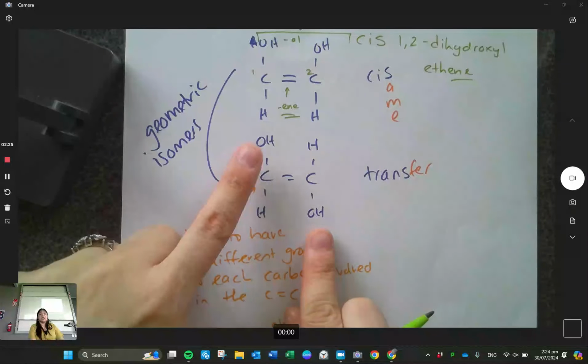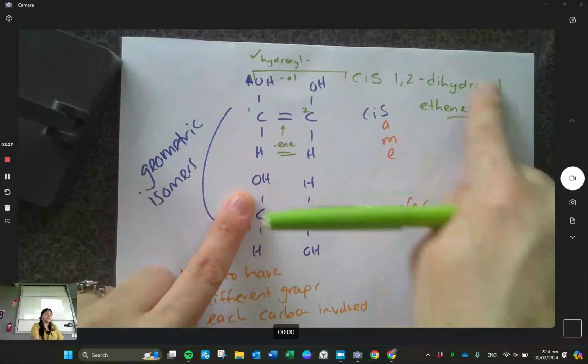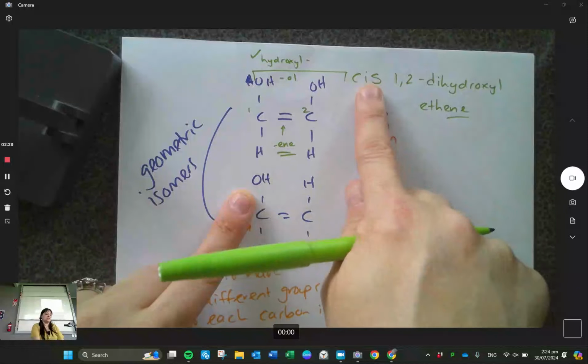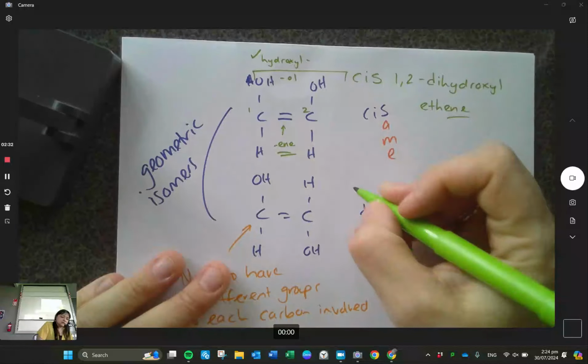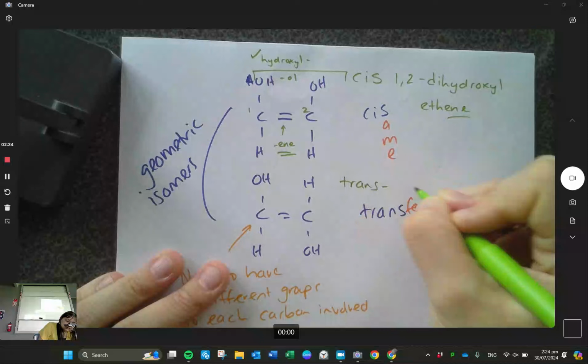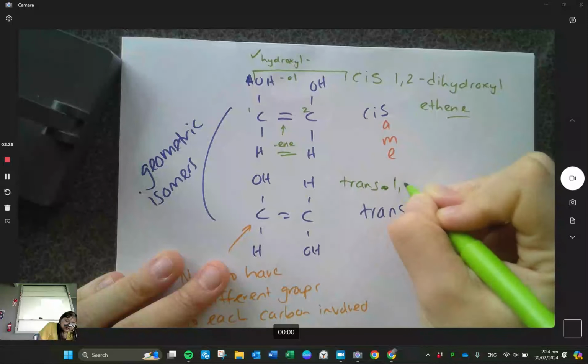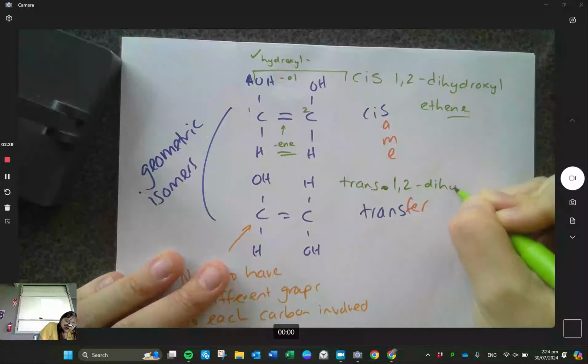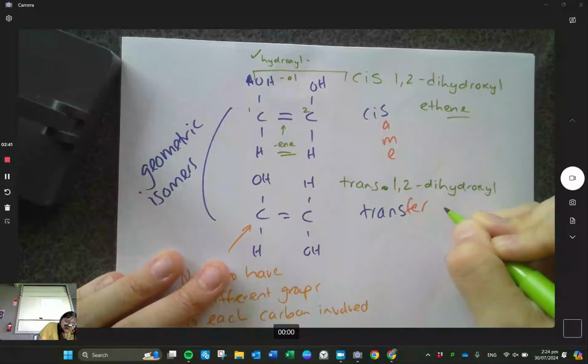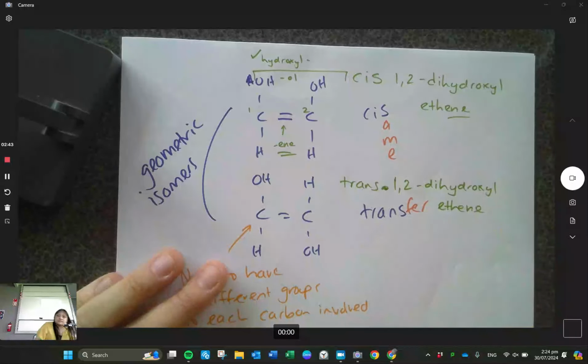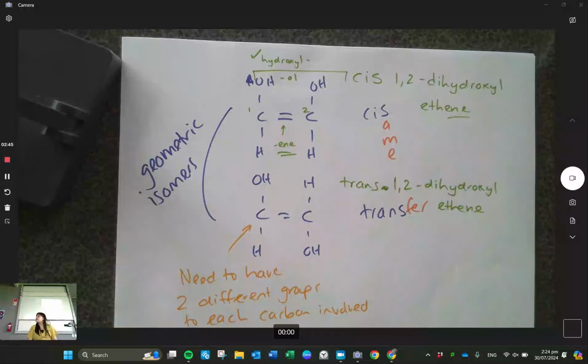This one here, because they're on opposite sides, we have the exact same name. The only thing we change is instead of saying cis, we say trans. So this one is trans 1,2 dihydroxyl ethene. We good? All right. Ready for the last example? And then I'll give you one more just in case, because I don't want you guys to get confused and think things are methyls that aren't methyls.